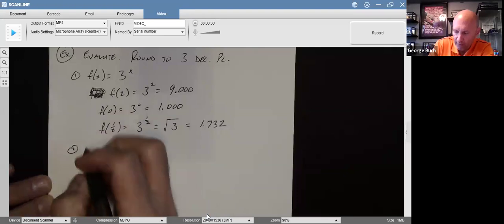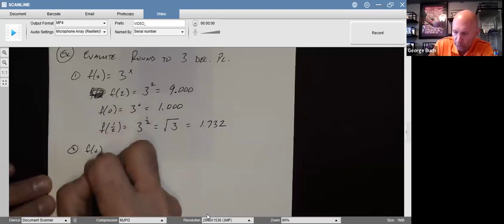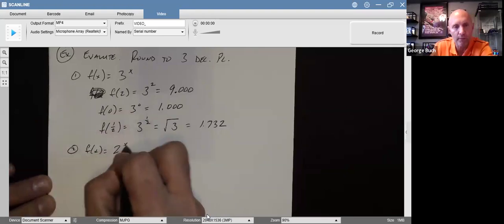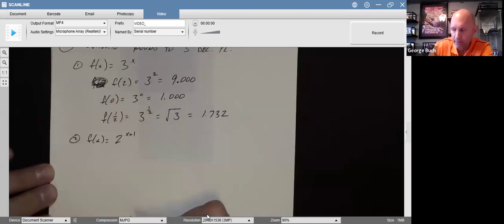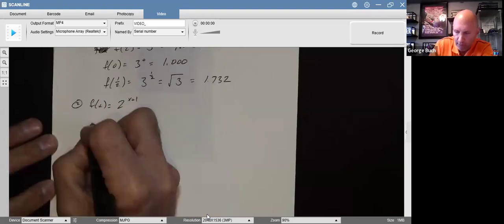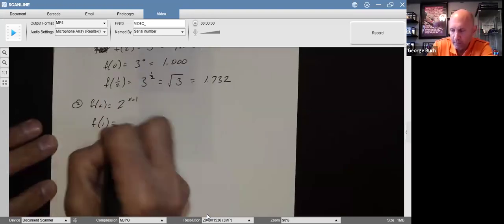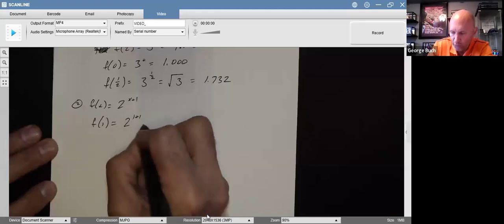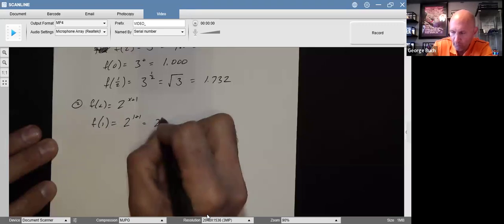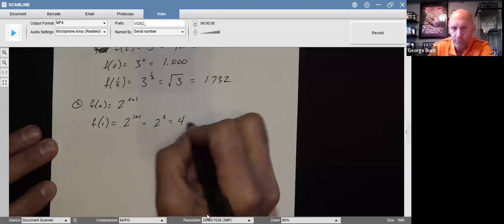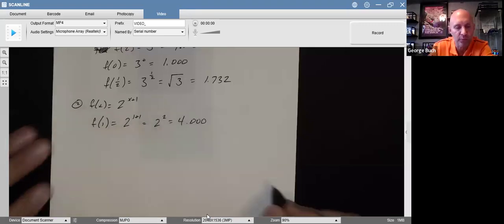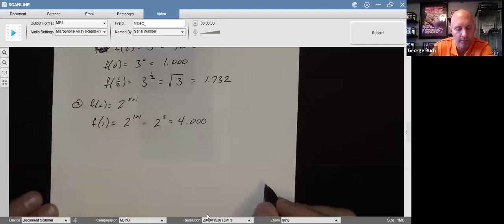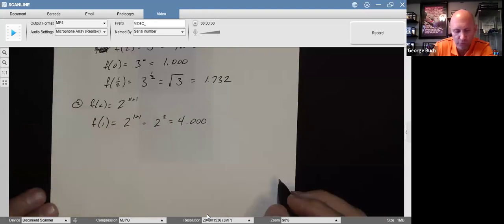What if my f of x is equal to 2 to the x plus 1 power? All right. So what if I have f of 1? Well, that means it's 2 to the 1 plus 1 power, which is 2 to the second power, which is 4. So again, if we're doing the 3 decimals, make sure you put those zeros on there for WebAssign. It might take 4, but just if it's not, that's why. Make sure you put the 3 decimals.